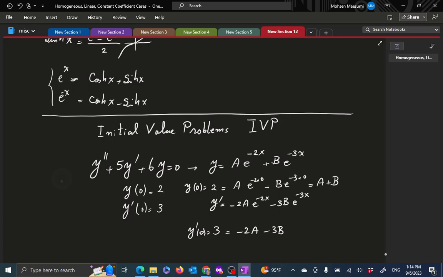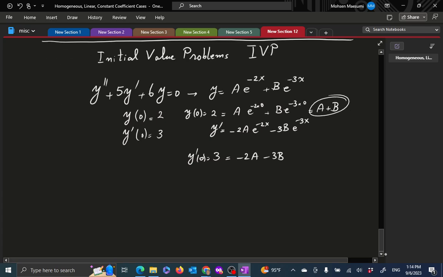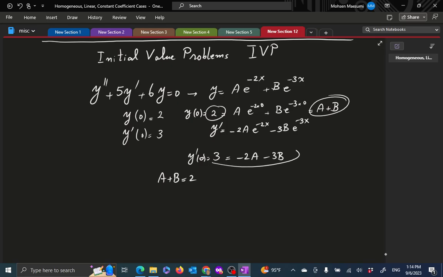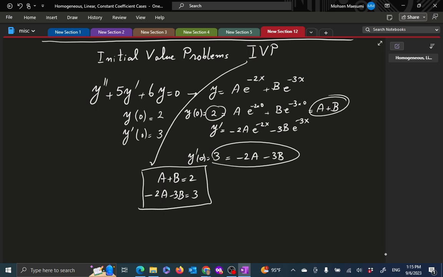So, to summarize, here I have a plus b being 2. And here I have minus 2a minus 3b is equal to 3. So I have a system. So the IVP gives me a system. I go ahead and solve this system. Okay, it's a 2 by 2 system. I go ahead and solve it. And then once I solve it, I go back and specify what my a and b have to be.